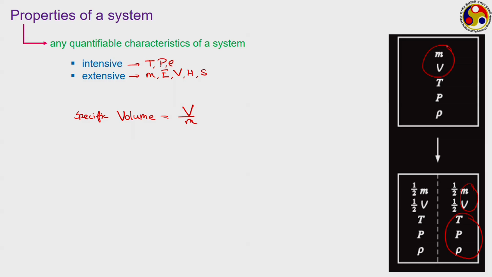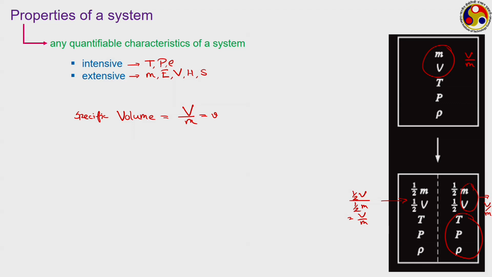Here, what was the specific volume? It was, for the original system, V by M. Now, look at the two components. For this one, what will be the specific volume? Half V divided by half M, that is equal to V by M, which was the original one. Similarly, for the second case also, you are going to have V by M. So, specific volume actually is an intensive property, and therefore, we are going to denote this one by small v. Capital V refers to the volume, the extensive one, small v will refer to the specific volume or intensive property.